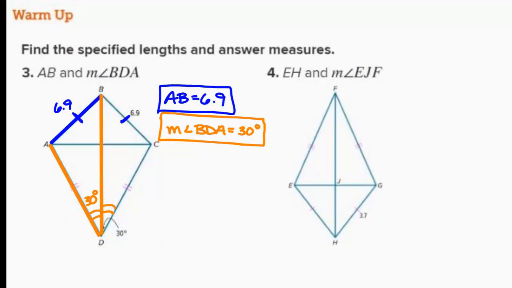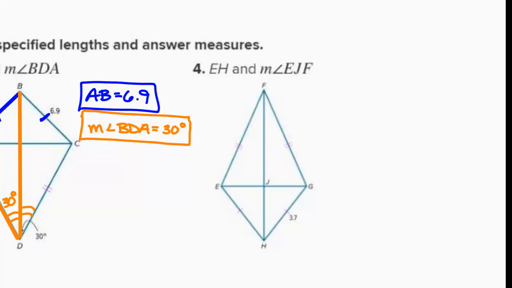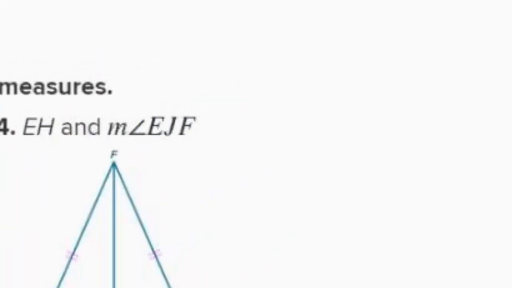All right, on number 4, we need to find the measurement of segment EH. How big would segment EH be? 3.7. We have a congruence mark on EH and a matching congruence mark on GH. So EH would be 3.7.